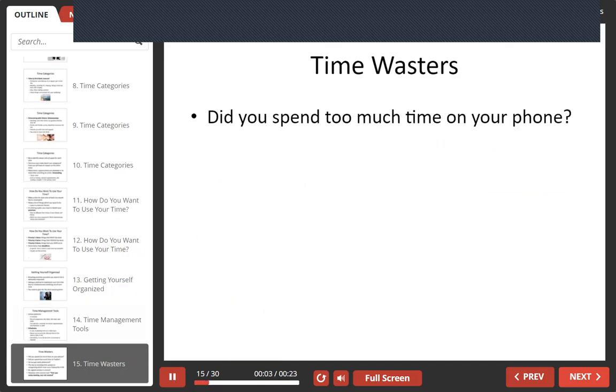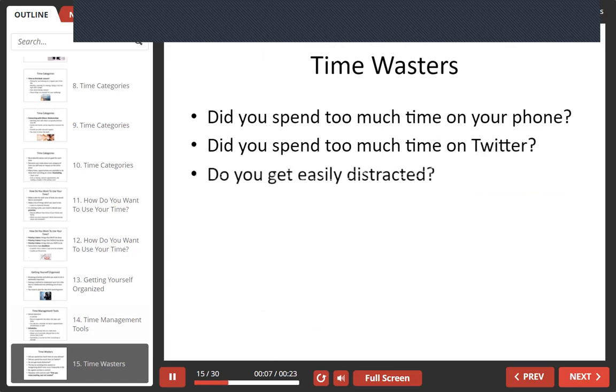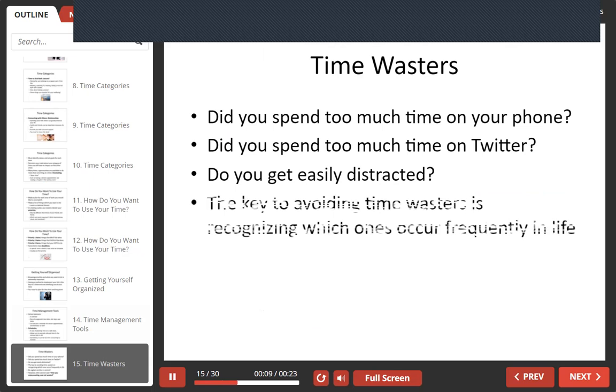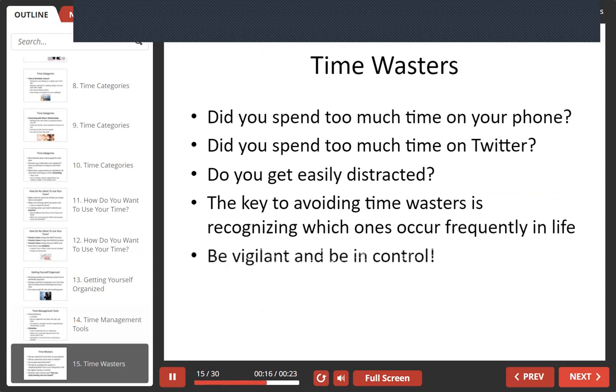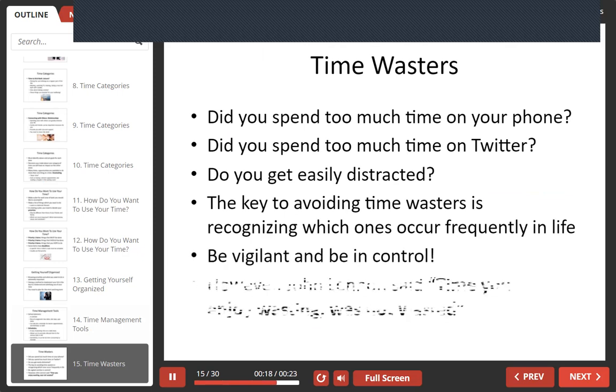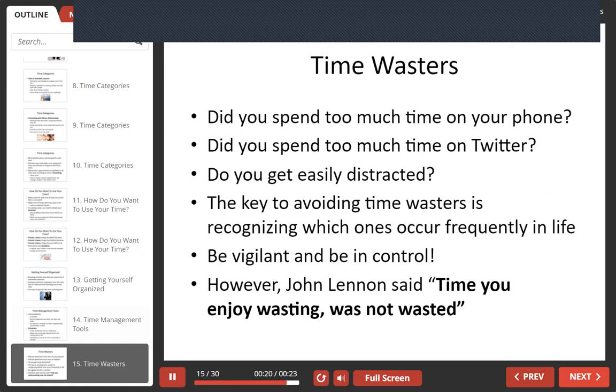Are you a time waster? Did you spend too much of your time on your phone? Did you spend too much time on Twitter? Do you get easily distracted? The key to avoiding time wasters is recognizing which ones occur frequently in life. Be vigilant and be in control. However, John Lennon said, "Time you enjoy wasting was not wasted."